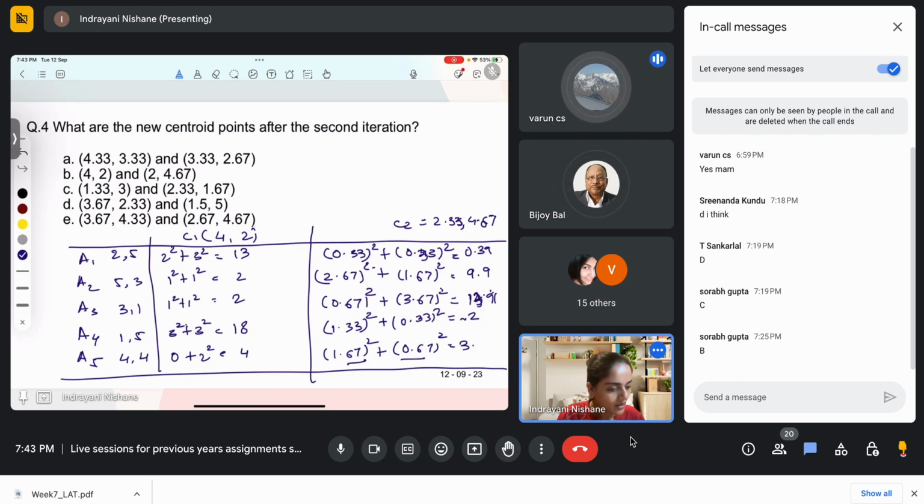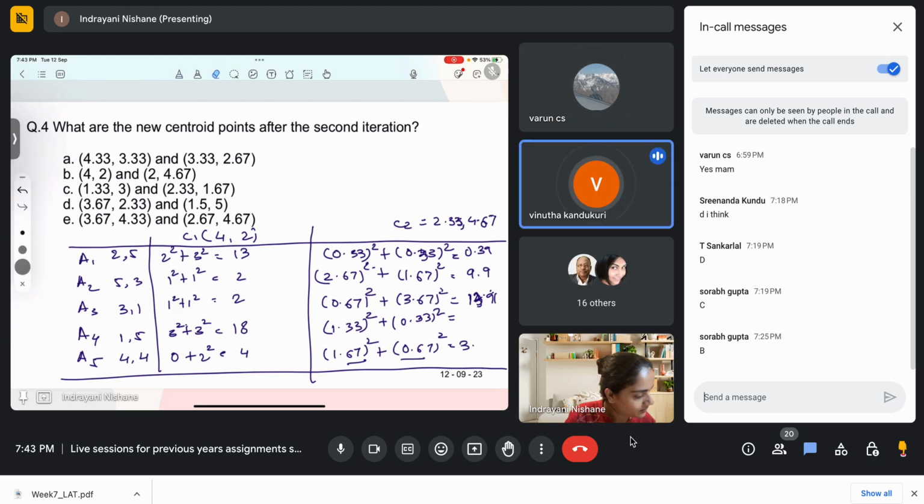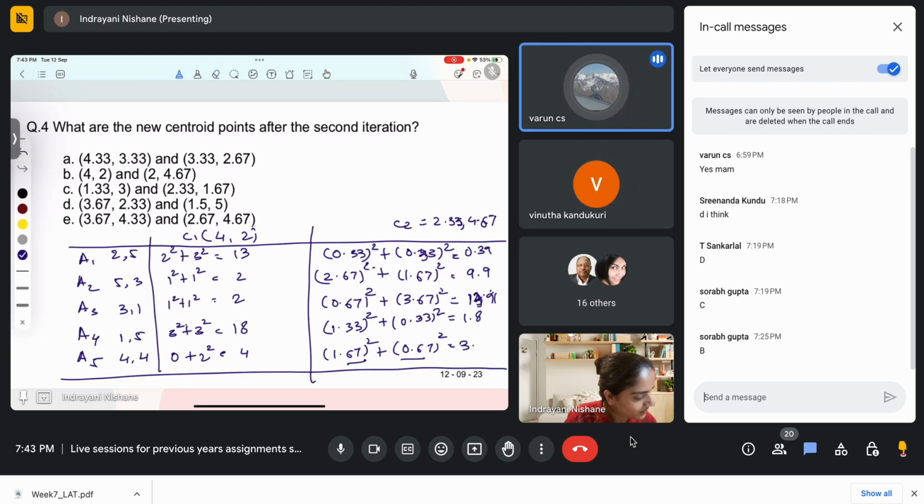So that is 1.8778 and next is 3.2378. Okay, fine. Now I'm going to change the ink, and let us see which point belongs to which cluster.